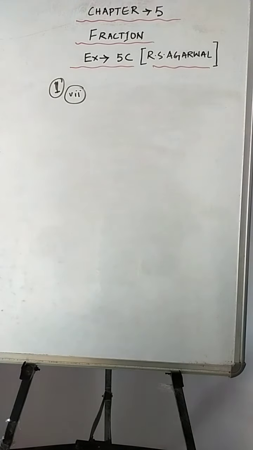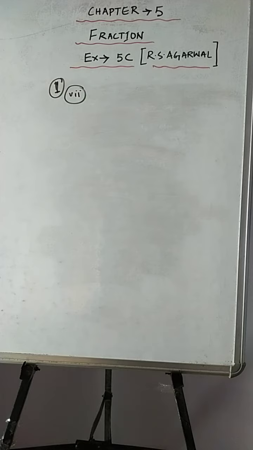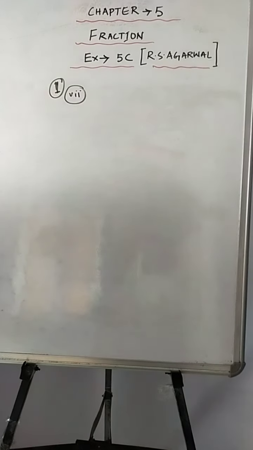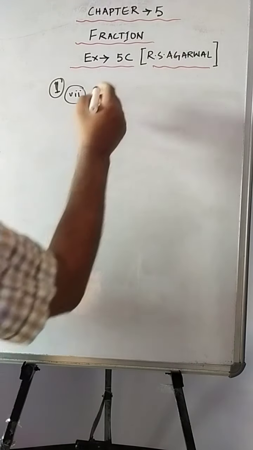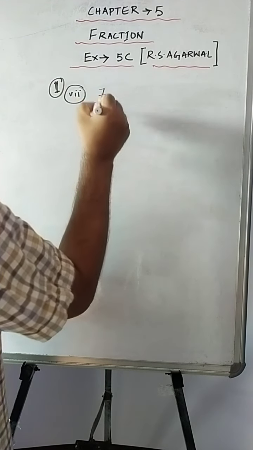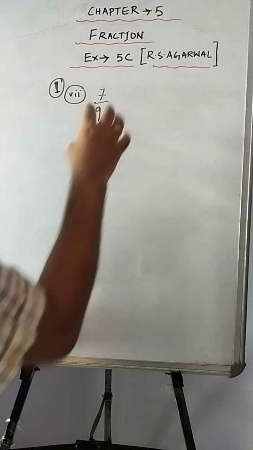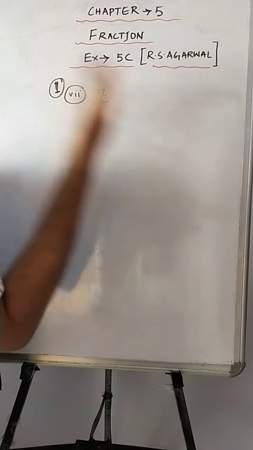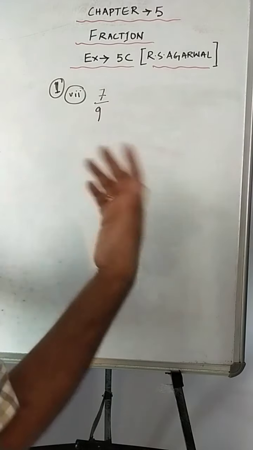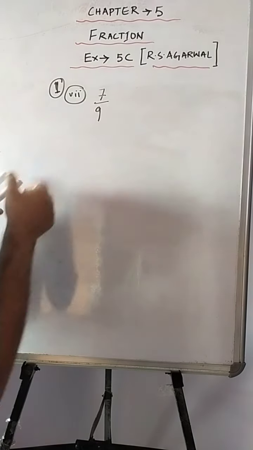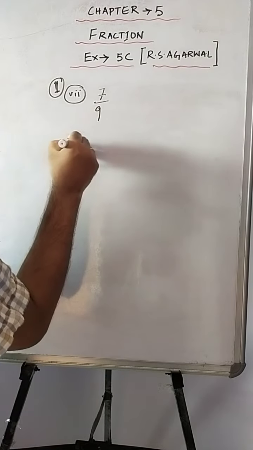What do we have to do in question number 1? In question number 1, we have to write the equivalent fractions, that is 5 equivalent fractions of 7 by 9. How to do all these sums? If I give you any fraction and ask you to write 4, 5, 6 equivalent fractions, how exactly will you do it? The first thing you will do is write this fraction here.